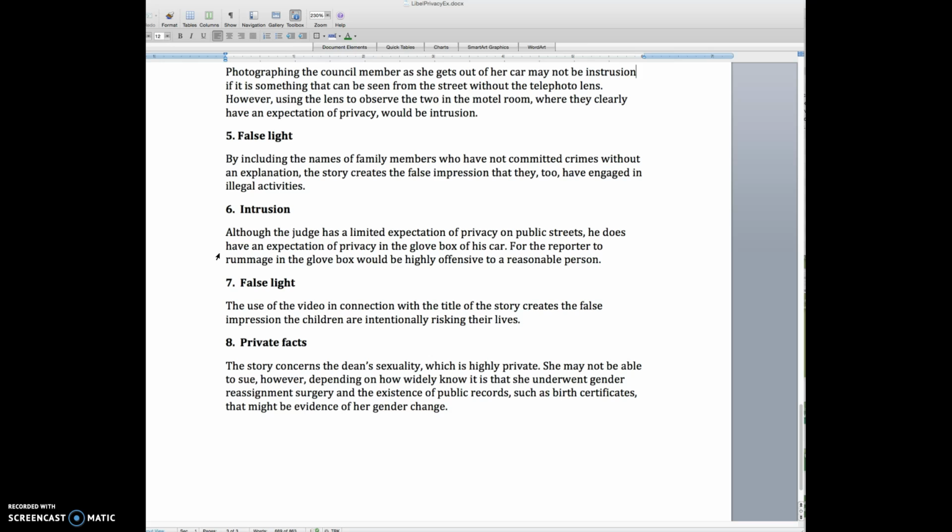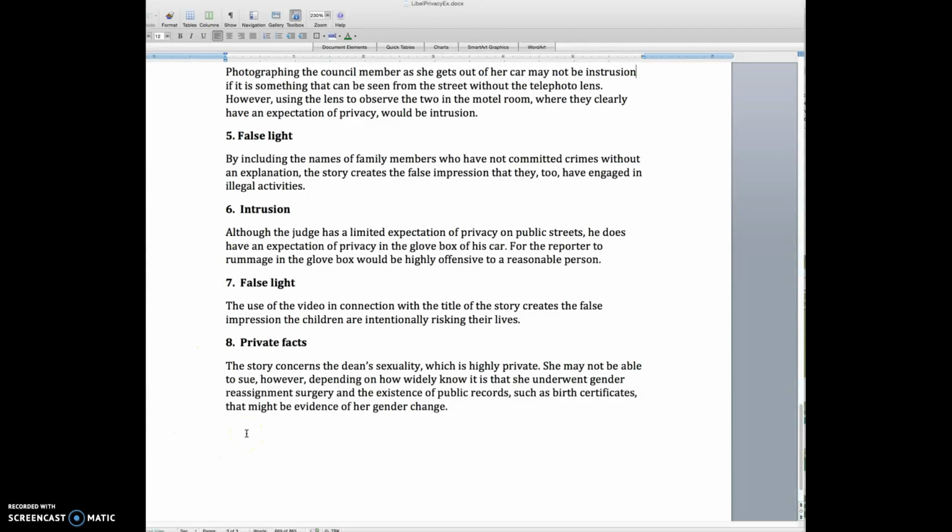And then, second to finally, a television station reports that police are concerned about the rash of accidents, injuries, and even deaths involving children who are playing in the streets. The station illustrates its story with some video footage of children, some of whom are identifiable, playing in streets, and titles its story, "They Beg to Be Killed." False light. Now, normally if they're on public streets, they're in public, but in this case, you're adding some additional information, such as a title saying "They Beg to Be Killed." And that is creating a false impression that children are intentionally risking their lives.